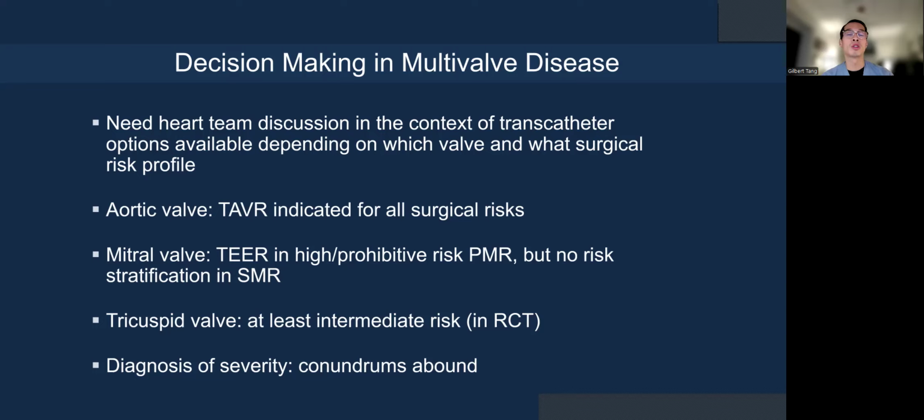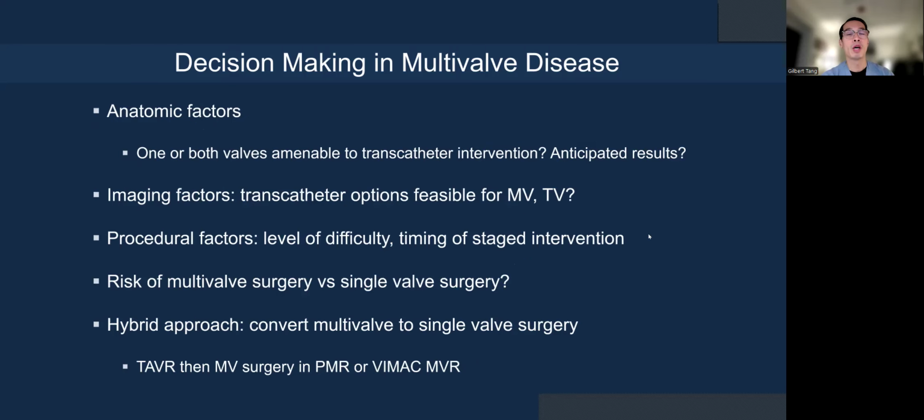One of the conundrums lies in diagnosing the severity of multivalve disease: which one is severe, which one is moderate, and how do you figure out whether they're clinically relevant. The decision-making also depends on anatomic factors, because one or more valves may or may not be amenable to transcatheter intervention. What are the anticipated results of such an intervention? As I mentioned before, imaging is critical in terms of what transcatheter options are available, including for the mitral and tricuspid valves, especially given they are more imaging intensive. For procedural factors, we need to consider the difficulty of surgery versus transcatheter intervention and how to time the staging of these interventions.